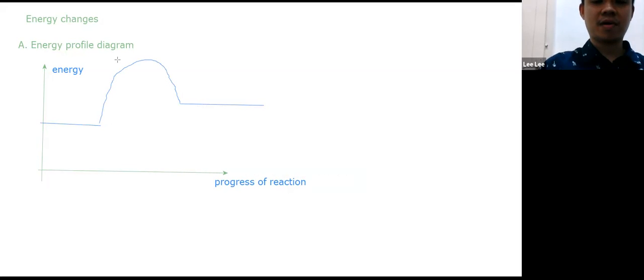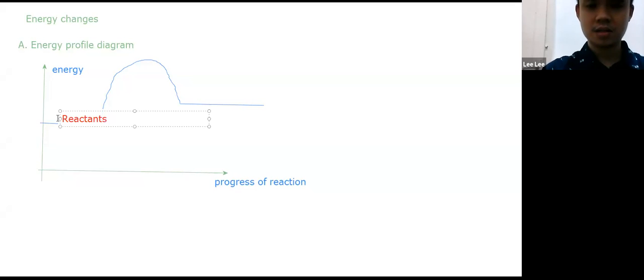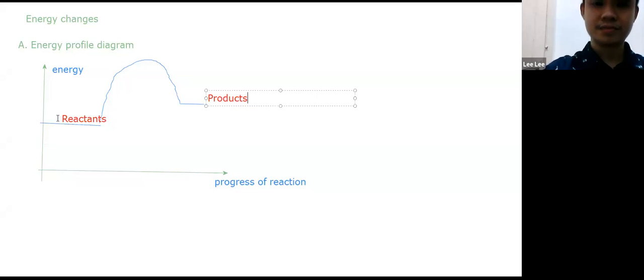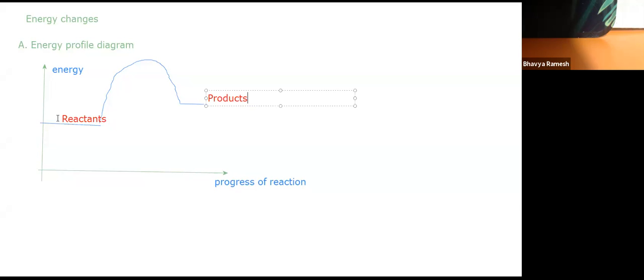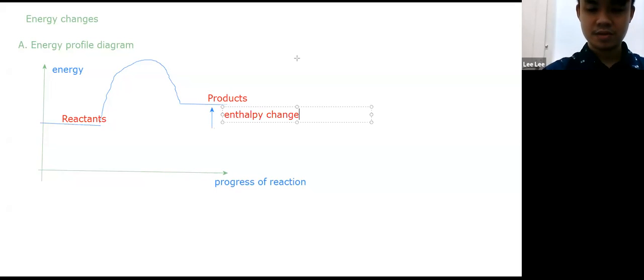Okay, so this is the energy profile diagram. The left side, you still remember, right? This one is the reactants, and this one is supposed to be the products. If from the reactants to the products you draw an arrow, the difference is called the enthalpy change. In this case, is the enthalpy change positive or negative? Positive, right? So this is an endothermic reaction.